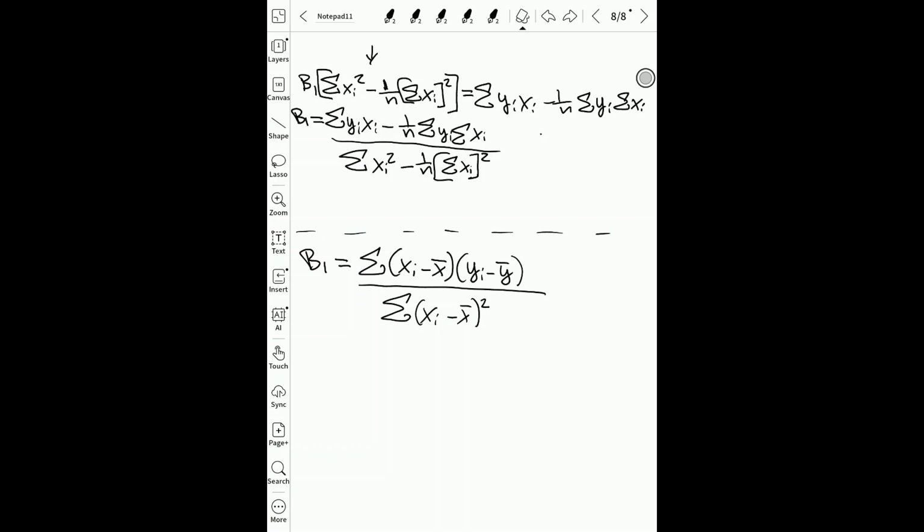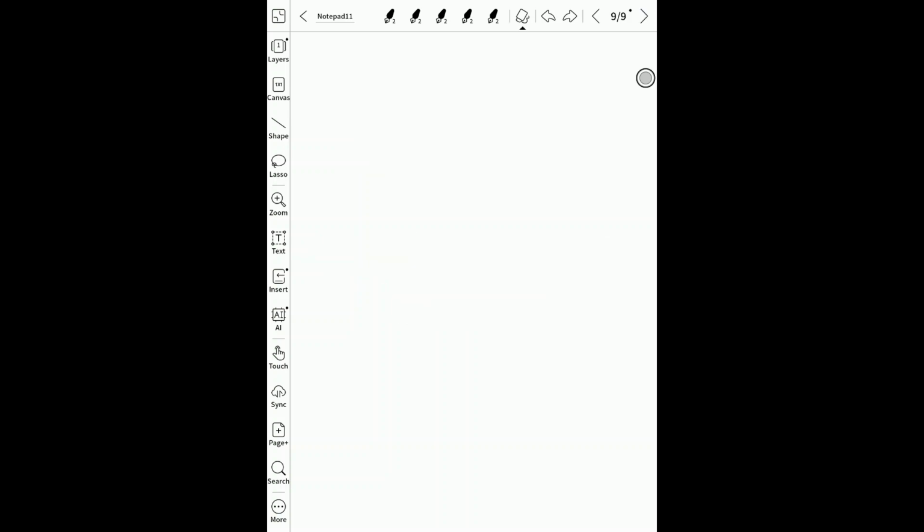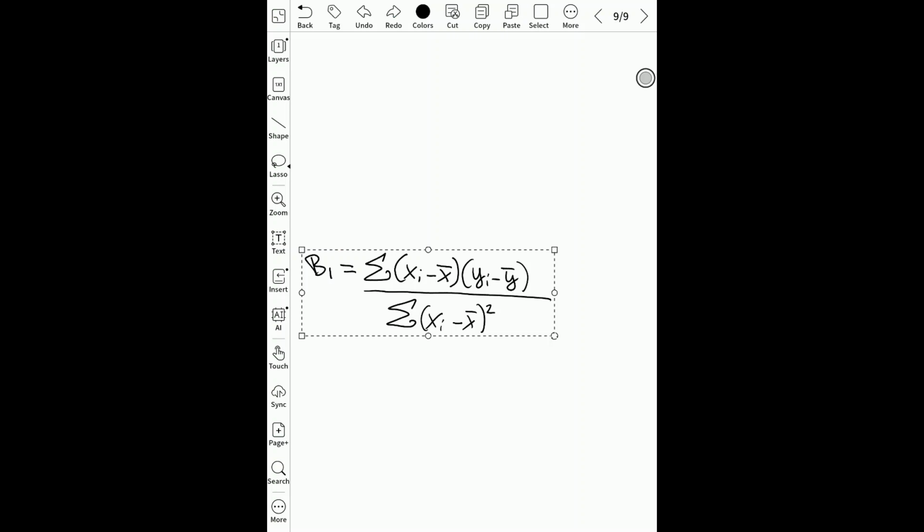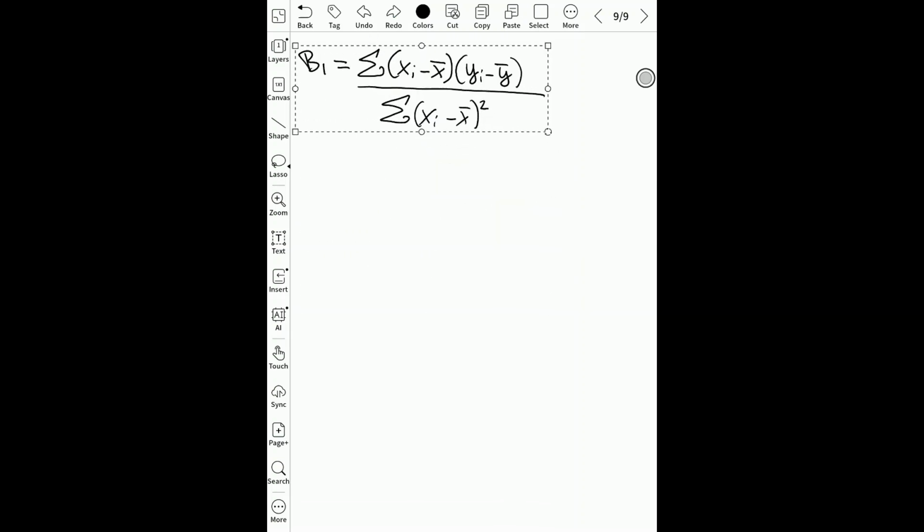So the numerator is this stuff. So what I really need to do, maybe I'll select this and bring it to the next page so that we can see. I'm going to run out of room if I don't bring things over. So let's copy that. Let's paste that. We'll make this a little smaller, save us some space.